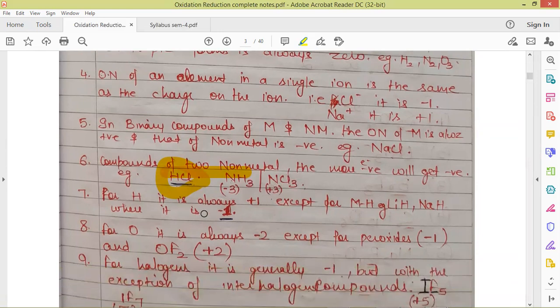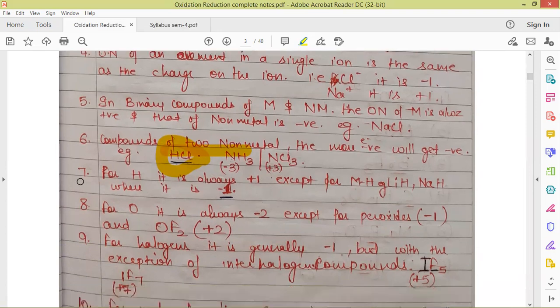For hydrogen, it is always +1, except for metal hydrides, where hydrogen acquires -1. So this is an exception for hydrogen, point number 7. For oxygen, it is always -2. This is the point to be remembered for oxygen, but except in the case of peroxide, when there is an O-O linkage, then each oxygen has -1 charge.